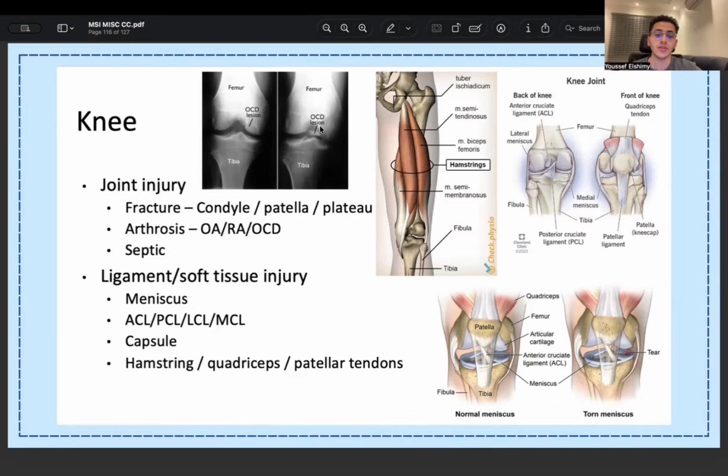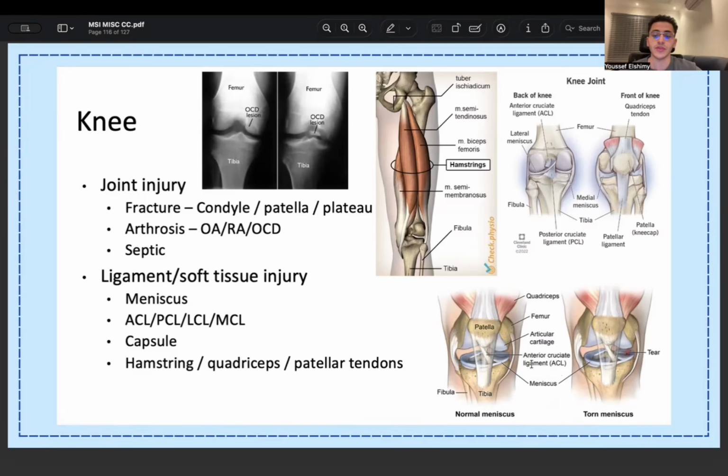So OCD lesions are basically parts of bones or cartilage that didn't get enough blood supply, and they got separated from their normal part of the bone or the cartilage. And this is an OCD lesion. Or it could be septic also. Then moving on to the ligaments, we could have injury to the menisci.